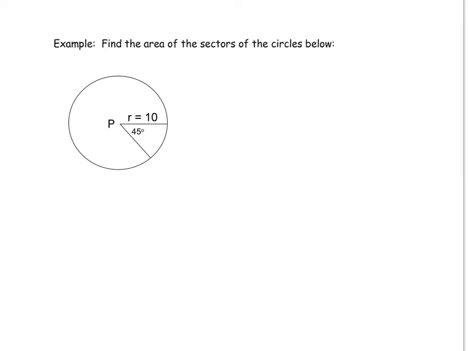So let's find the area of the sector. We have this piece right here. We'll highlight it in purple. So we want to find the area of this. I know now that I have a 45 degree central angle. 45 degrees compared to 360 is equal to the area of the sector compared to the area of the whole circle. So I can take that 45 over 360, and I'm going to multiply by the area of the circle, which is pi r squared.